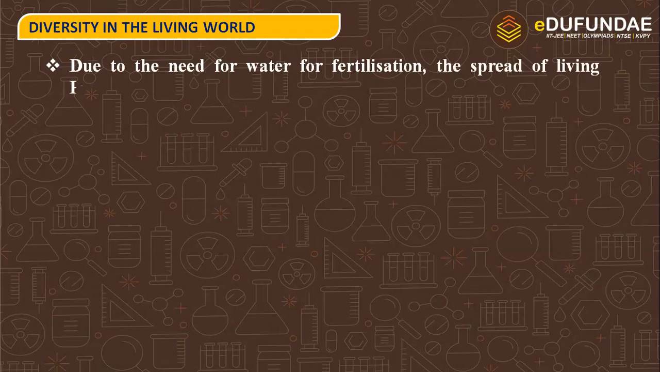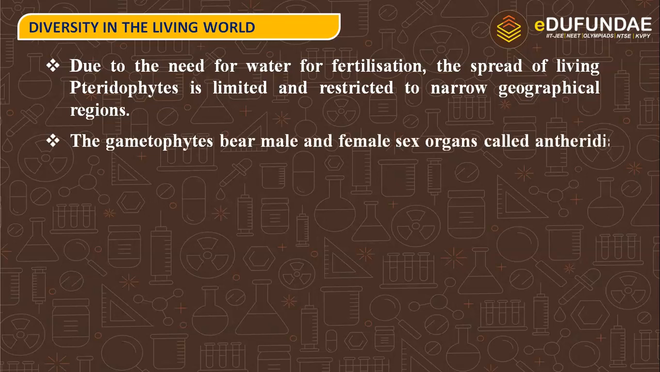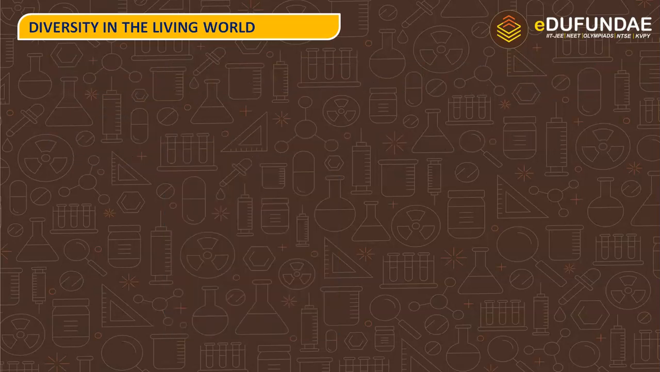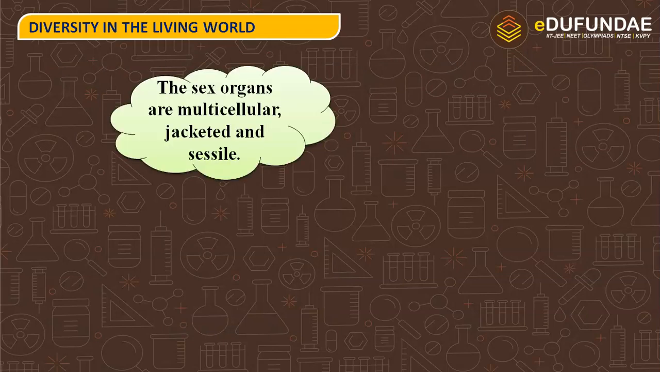Due to the need for water for fertilization, the spread of living Pteridophytes is limited and restricted to narrow geographical regions. The gametophytes bear male and female sex organs called antheridia and archegonia respectively. That means same as in the case of bryophytes, there is the presence of antheridia and archegonia. This is a microscopic structure that we see over here. The sex organs are multicellular, jacketed as well as sessile. Sessile means they cannot move.